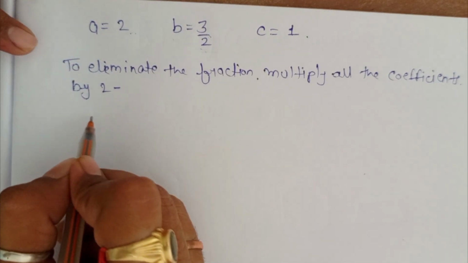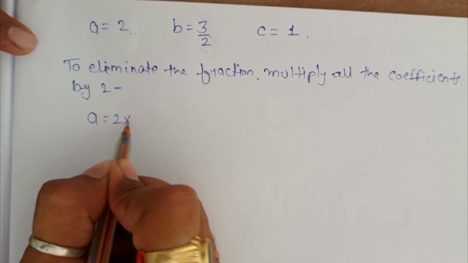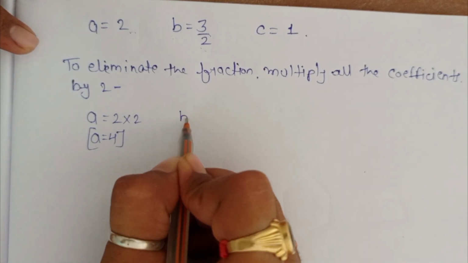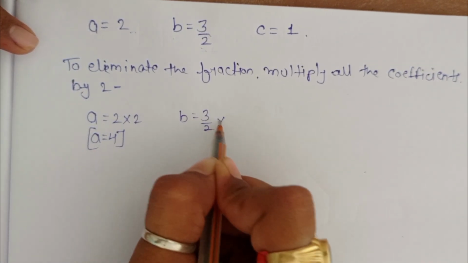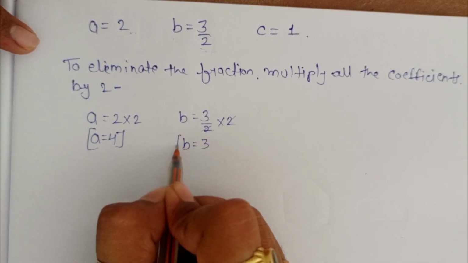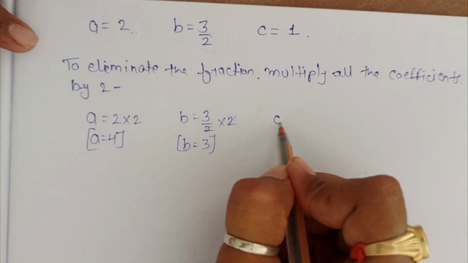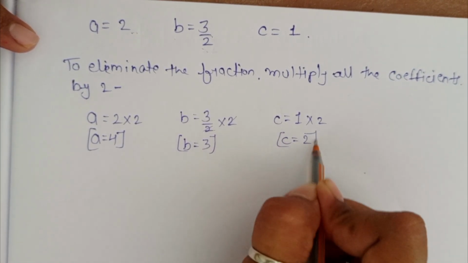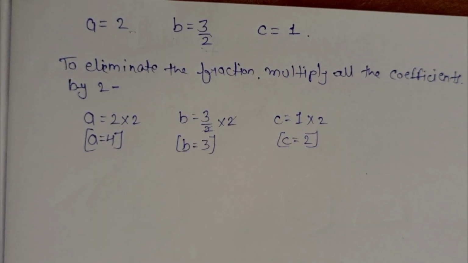So we will get A equals 2 multiplied by 2, A equals 4, and B equals 3 by 2 multiplied by 2, to cancel out, B equals 3, and for C equals 1 multiplied by 2, we will get C equals 2. Now we have all the coefficients and there is no fractional coefficient.